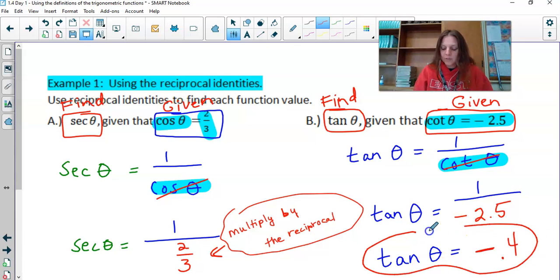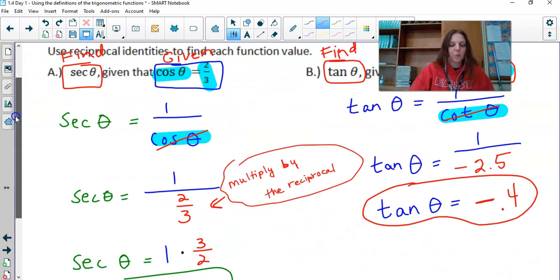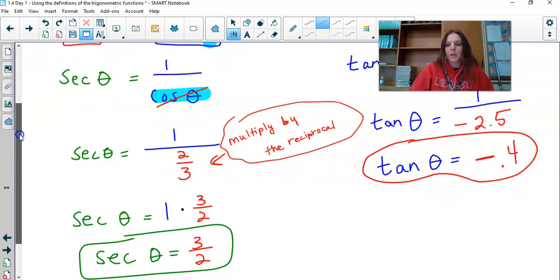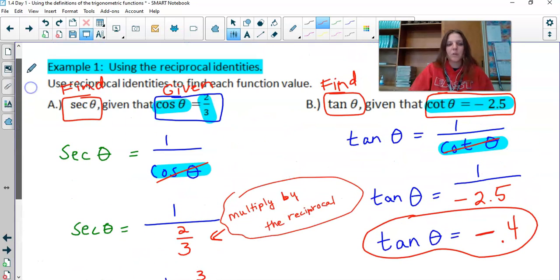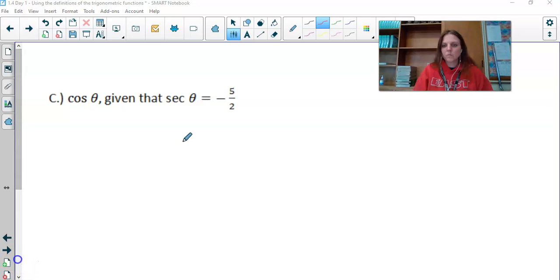So these are the reciprocal identities. I'm starting with the given cotangent, and I'm finding its equivalent as a tangent. I started with the cosine of 2/3 here, and I ended with its reciprocal, which was secant 3 over 2. So these are reciprocal identities. Go ahead and write this one down, pause if needed, and then we're going to start by writing what we're looking to find and what we're given. So go ahead and pause now if needed.